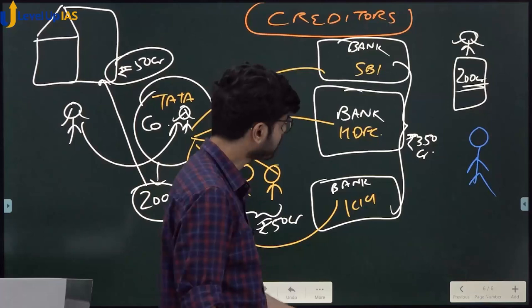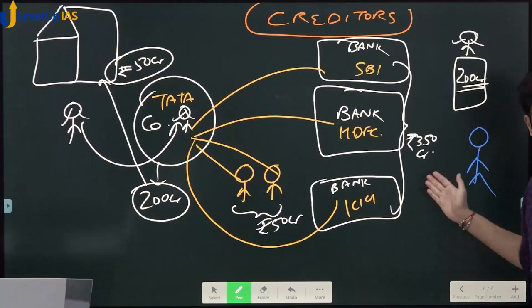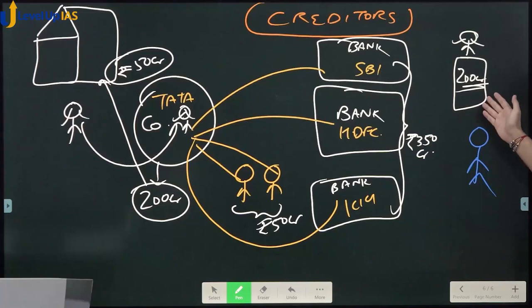Do you agree? What if no hero comes? Then what can be done? Tell me. No one is ready to buy Tata. What can be done? He will sell the assets for 200 crores. Usme ka, what will he do? He will do it proportionately. 50 is to 350 ke ratio mein. 1 is to 7 ke ratio mein. He will divide 200 and give some part to this one, some part to that one. Yes or no?